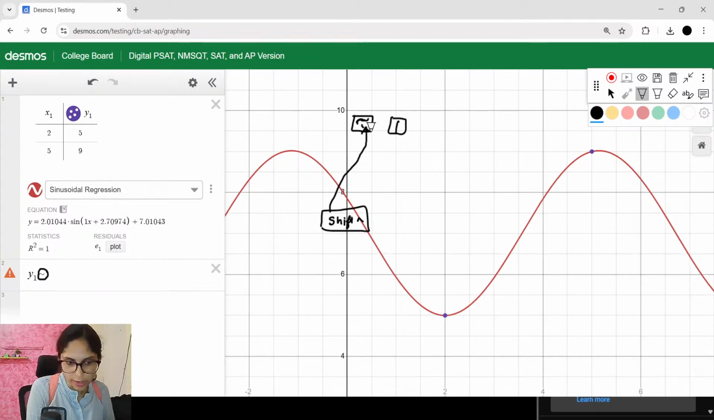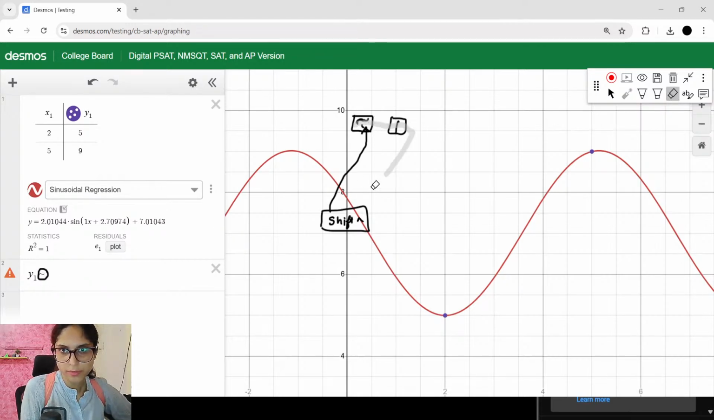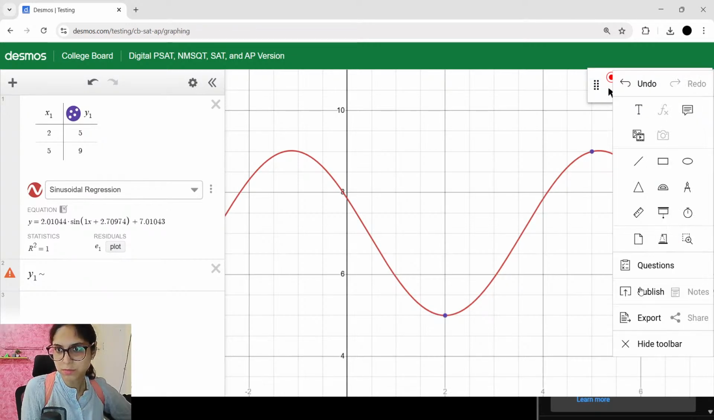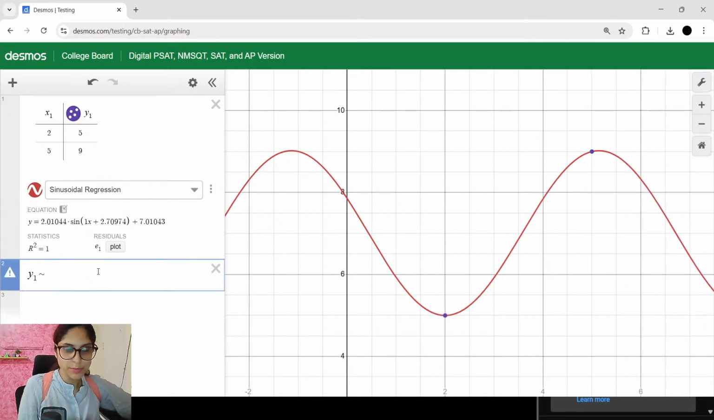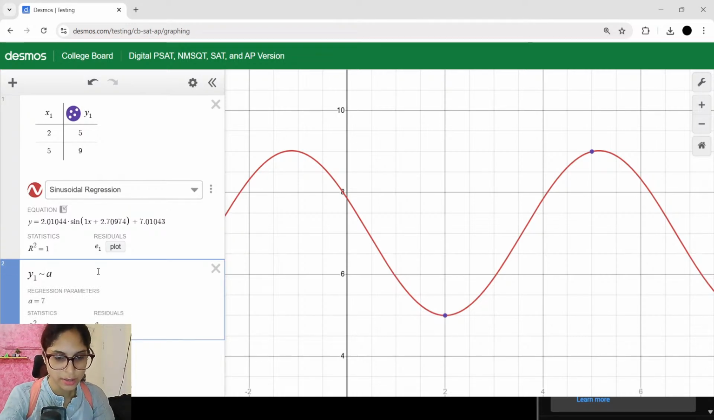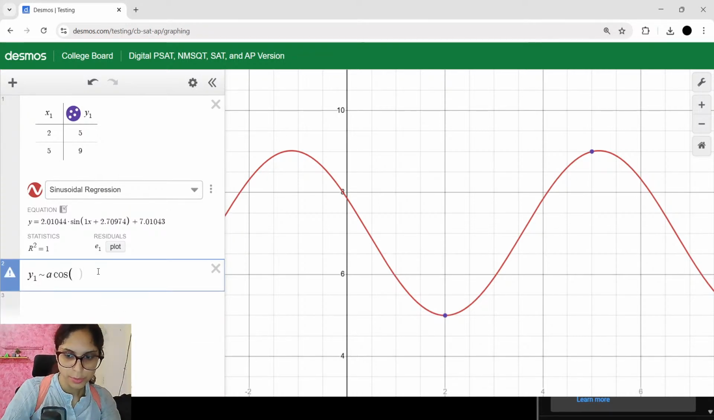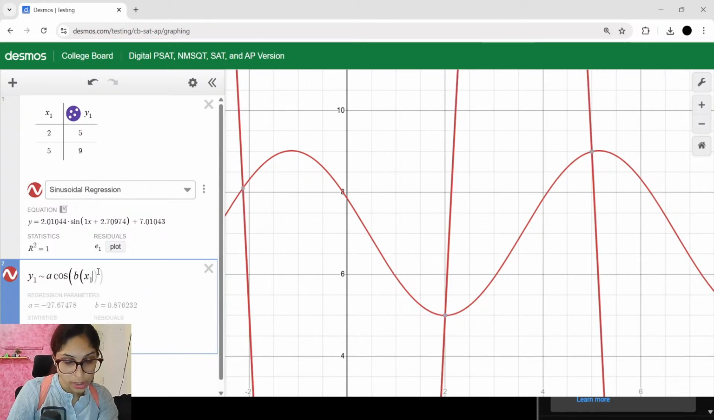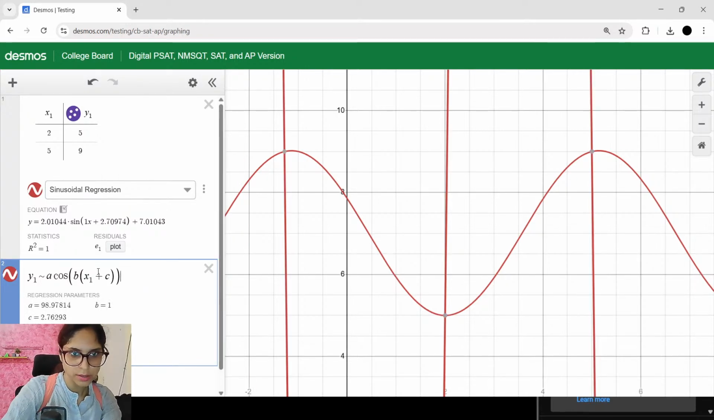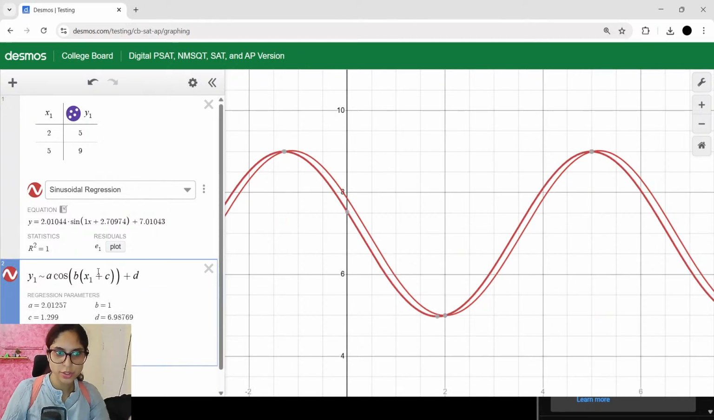I call it the key before one, the first key on the numeric keypad. All right. So when you press these two together, you can get this symbol. And now, for example, if you want to use something different, for example, you want to use cosine function, you can just write A cosine B x1 plus C plus D, or whatever equation you want to use.